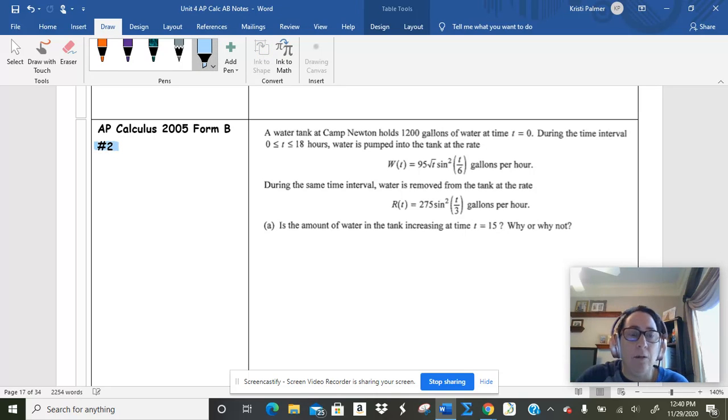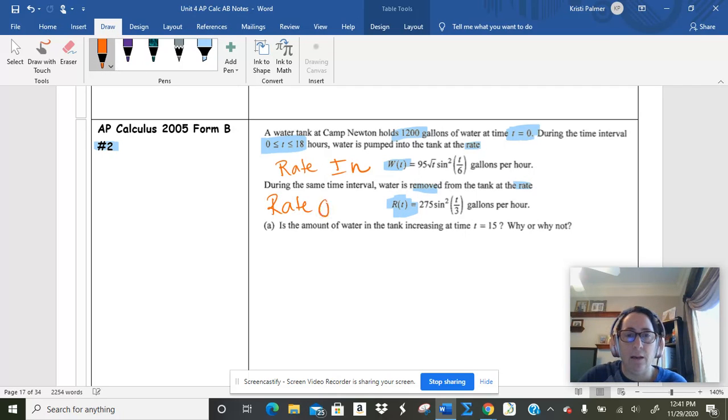This is a calculator allowed. 1 and 2 are always calculator allowed. The water tank at Camp Newton holds 1,200 gallons. So that's kind of like my initial amount. During the time interval from 0 to 18, water is pumped into the tank at a rate of this. So when I am pumping in, this is now my rate N. During the same time interval, so we're still here, water is being removed at this rate, R of T. So I call this my rate out.